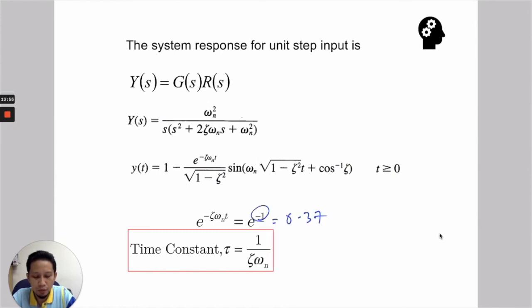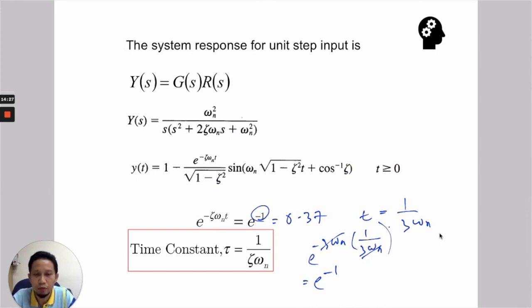So when we get exponential of -1, it is equal to 0.37. So how do we get -1? It is by taking t equals 1 over negative zeta omega n. So when we put it into the expression, we have this term, so 1 over zeta omega n. What we get here is something like this. So we have exponential -1, so it will result in the time constant tau equals 1 over zeta omega n.